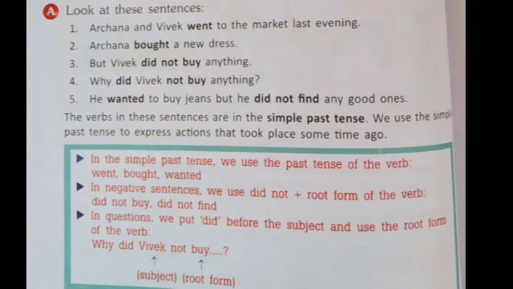Now students, here are some exercises which have been given for you all to solve. In one of the exercises, you are going to fill in the blanks with the past tense of the verbs given in the brackets. In the next exercise, you have to make the sentences negative. Whereas in the third exercise, we are going to frame some questions for the given sentences.